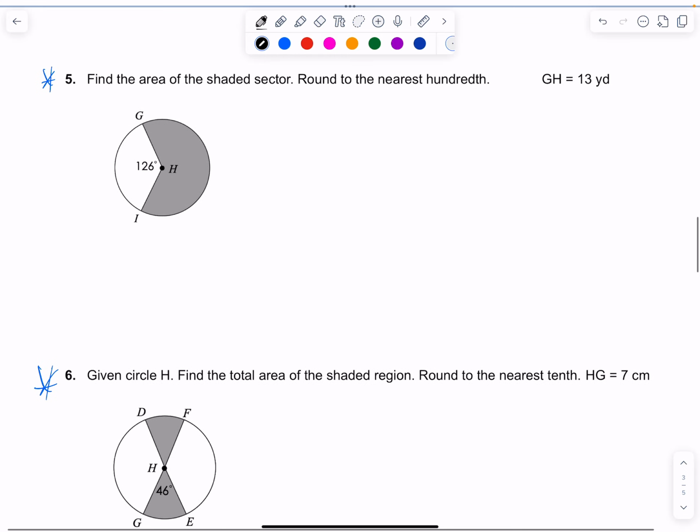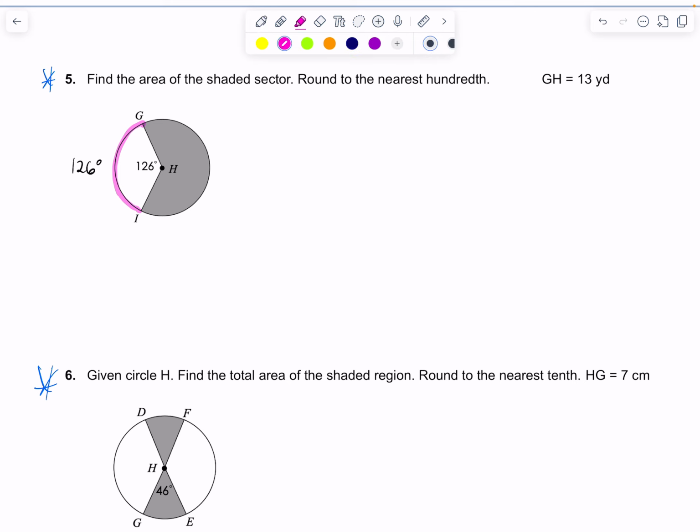Okay? Let's do number 5. Number 5 is a little bit different. This time they're giving us this angle GHI, so they're telling us that this arc is also going to be 126 degrees. But to find this area of the shaded sector, we need to find this major arc. Excuse me, not area. We need to find the measure of this major arc.